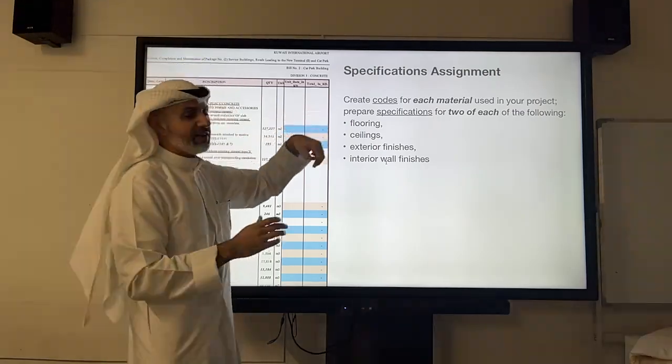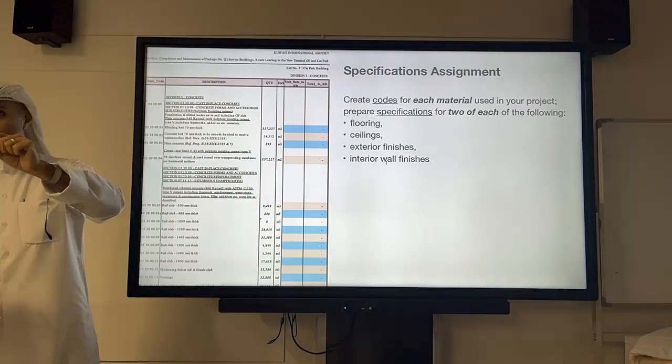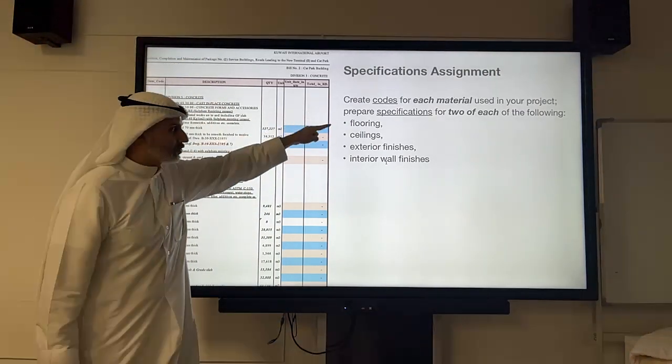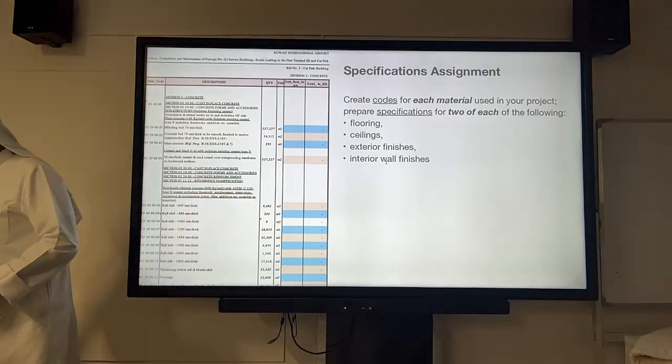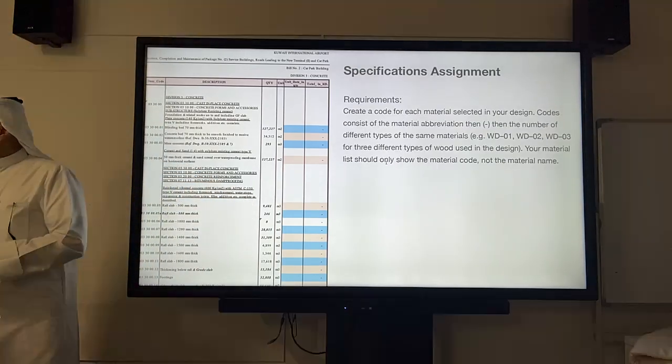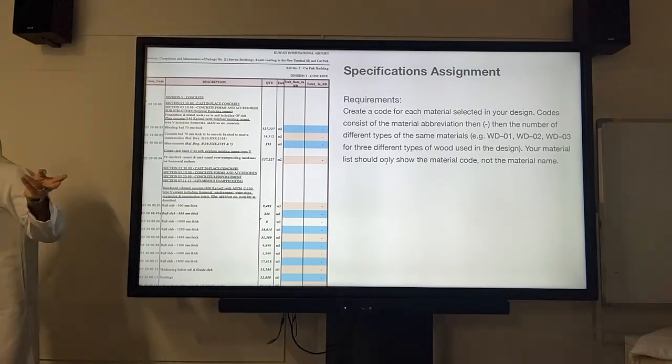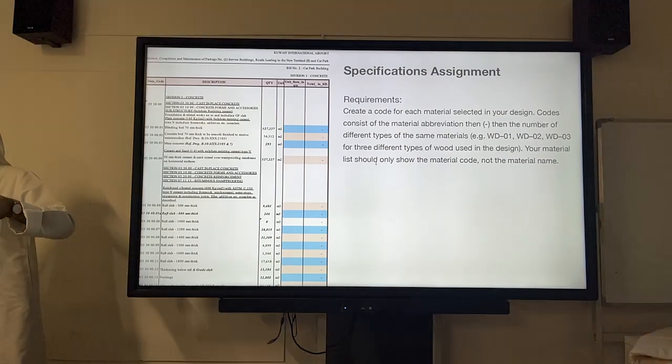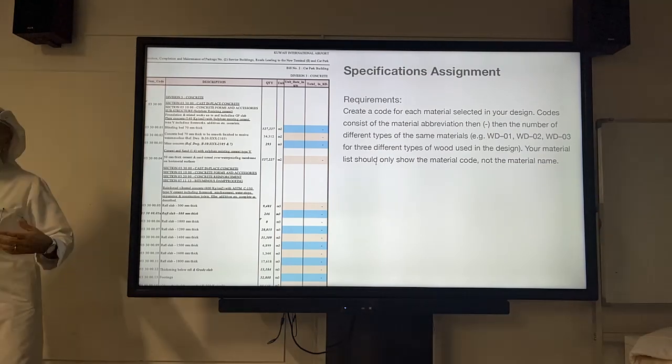Same thing with flooring. You can have multiple types of flooring. You add the codes for all of them, but you're only adding descriptions for 2 of them. So the codes usually are 2 to 3 letters and then a number, like we've been doing BR01, ST01.